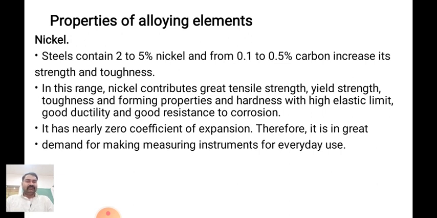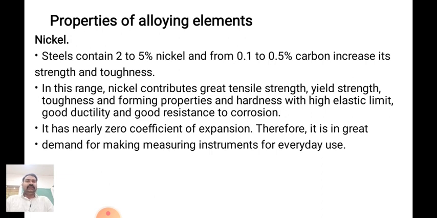It increases strength and toughness, means suppose we have added 2 to 5% nickel and 0.1 to 0.5% carbon in the steel, the strength and toughness of the steel will increase. Now in this range, nickel contributes a great tensile strength, yield strength, toughness, forming properties and hardness with higher elastic limit. Okay, good ductility, good resistance to corrosion. These are the different properties achieved by the addition of nickel in the steel.